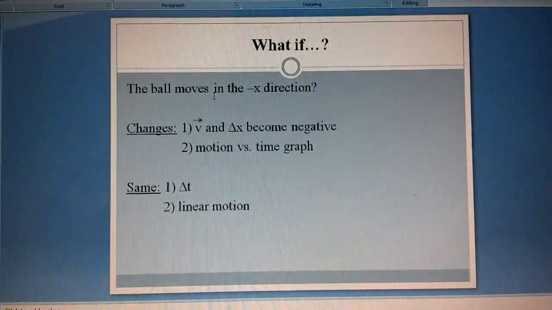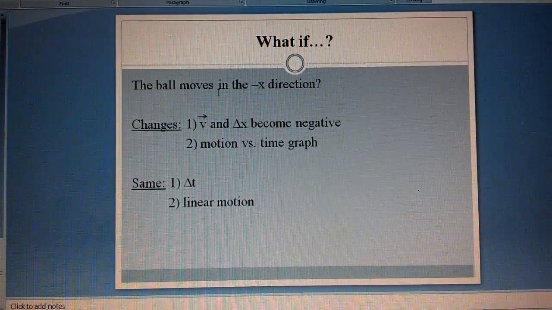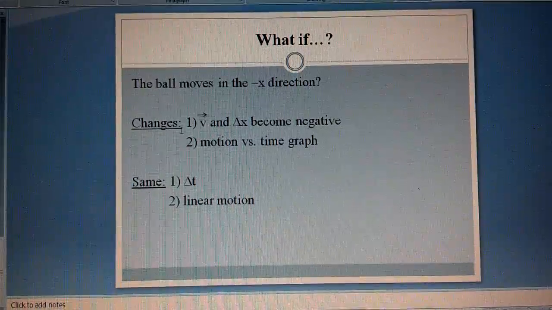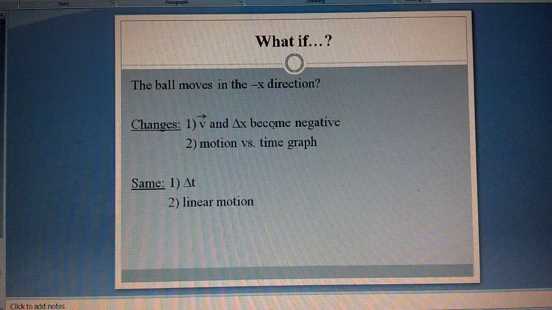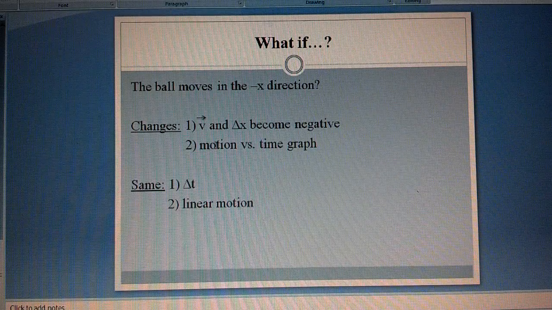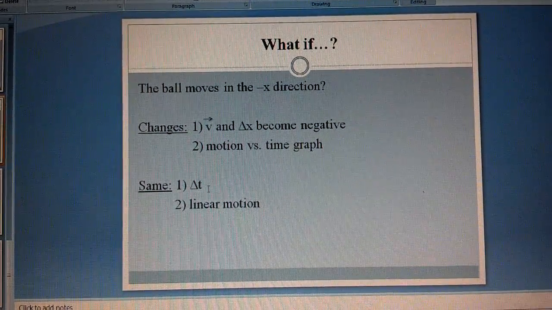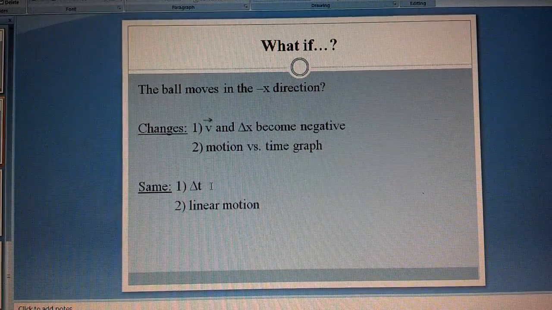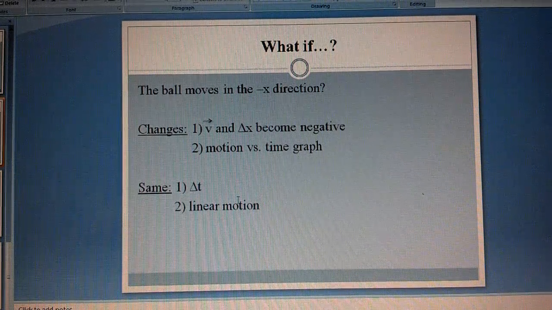So now you may ask, what if the ball moves in the opposite direction, the negative x direction? Well, there will be a couple changes. First, the velocity and the change in direction will become negative, and the second thing to change will be the motion versus time graph. However, the things that do stay the same is the change in time, which obviously cannot be negative, and the linear motion, it still remains just linear, but in the opposite direction.